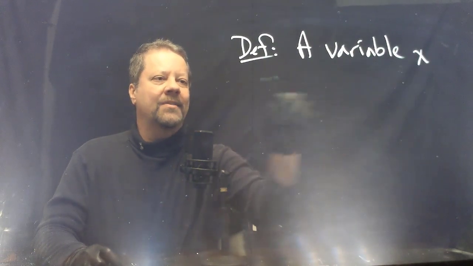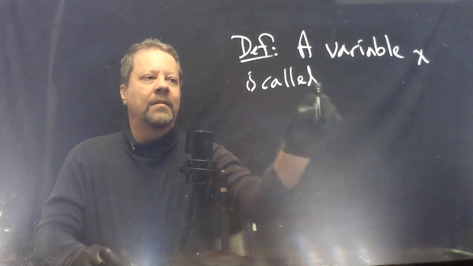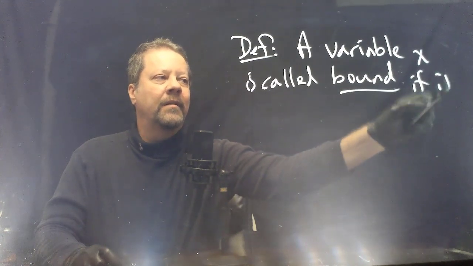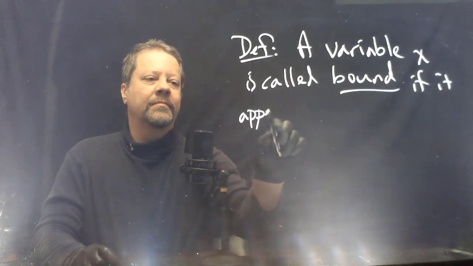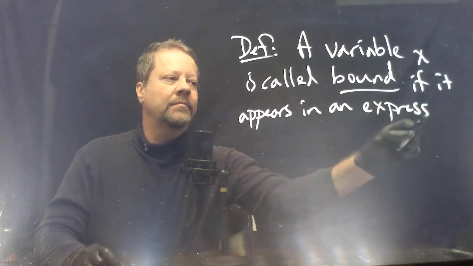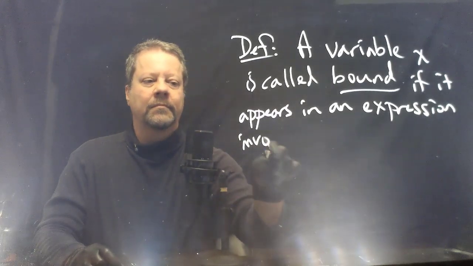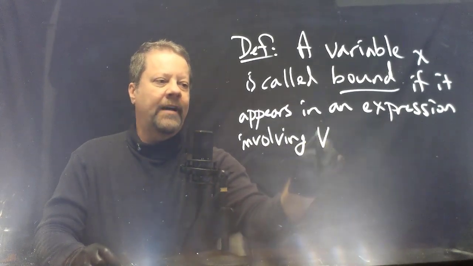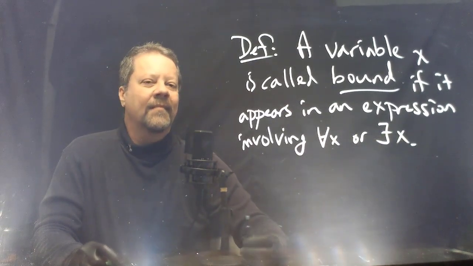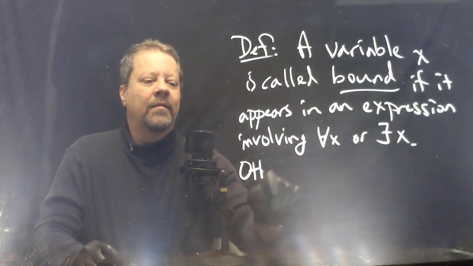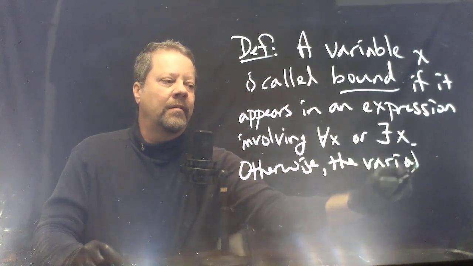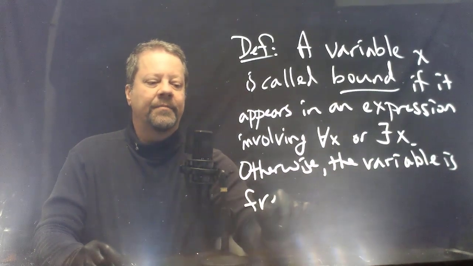A variable x is called bound if it appears in an expression involving either for all x or there exists x. Otherwise, the variable is free.